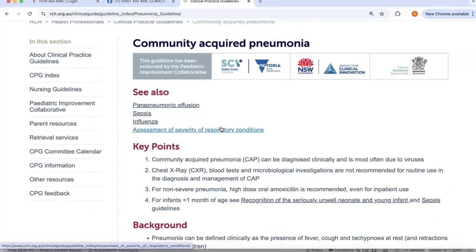So there is a chapter in John Murtagh about pneumonia in children. And I think it's mainly in the dyspnea chapter. So if you want, you can go through that. But I mainly focus on RCH for pneumonia in pediatrics. And that's more than enough.